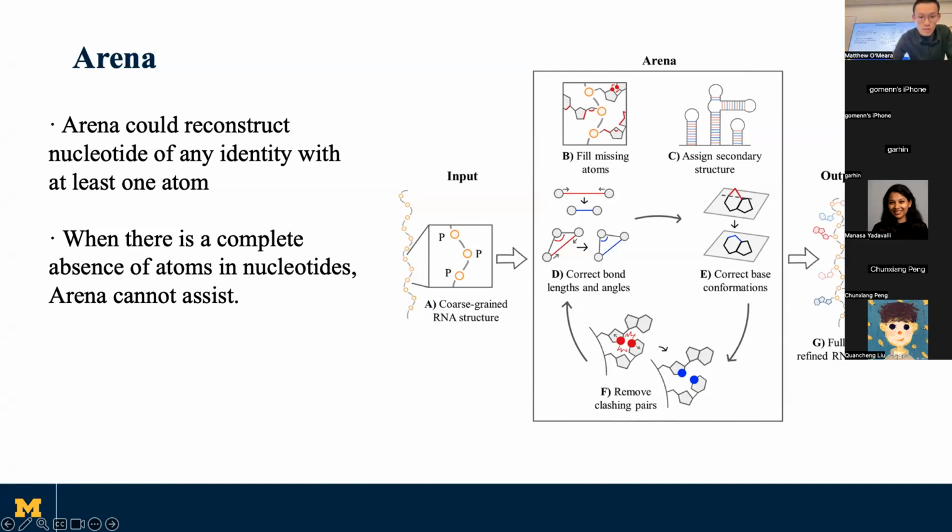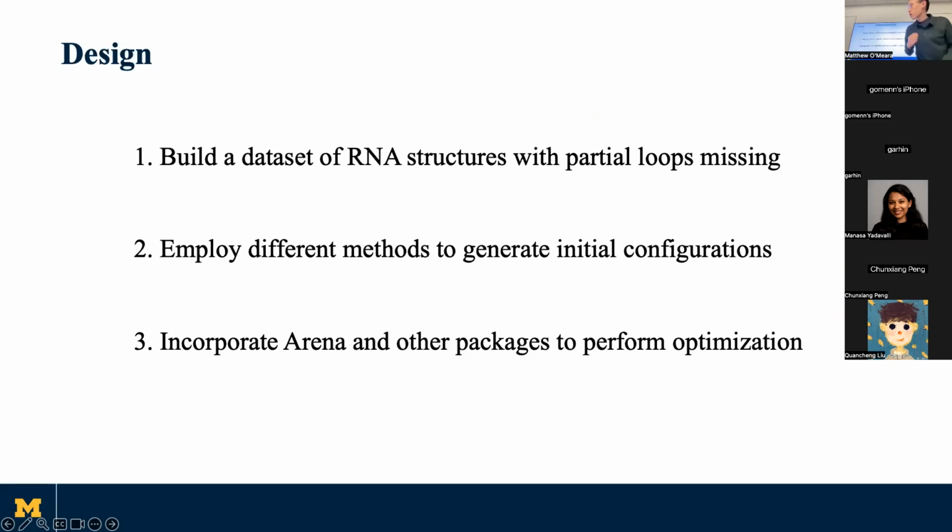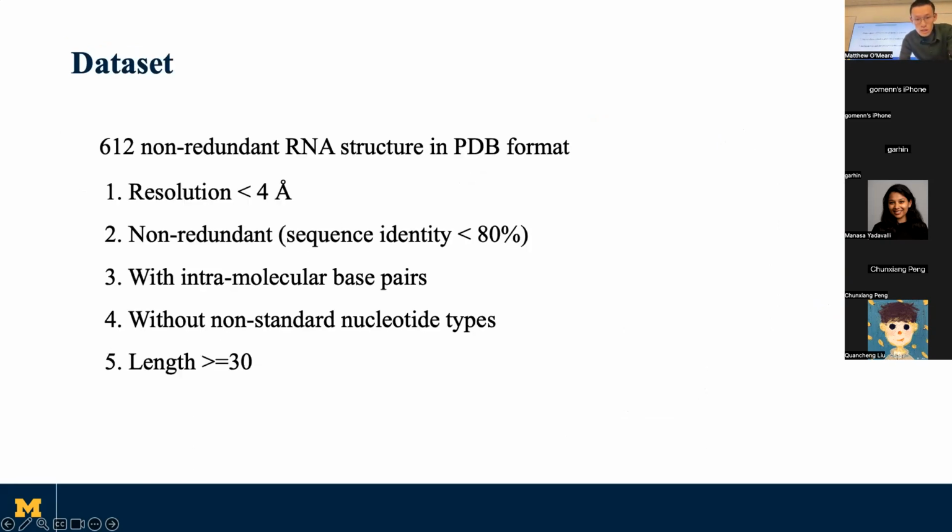Here is my experimental design. First, we need to obtain some RNA structures into a database to benchmark, and then we employ different methods to generate RNA initial configurations, and then we incorporate some packages to optimize the generated structures. This dataset was obtained from PDB, and it consists of over 600 non-redundant RNA structures, and most of them are a single chain, and they don't have any non-standard nucleotides and are easy to process.